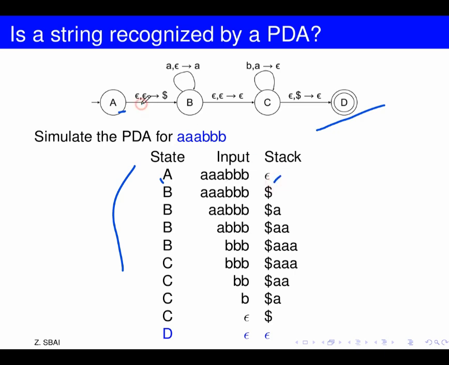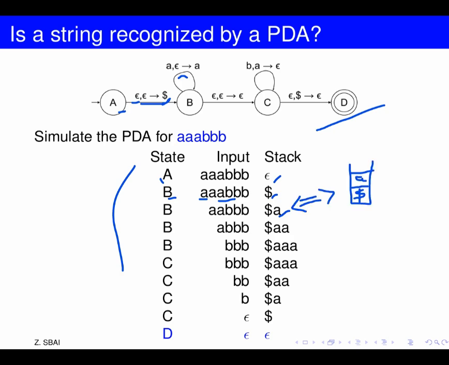For the first transition here from A to B, the state will be B. The input is the same, we will not consume any symbol of the input, but the stack will contain the symbol dollar since it's pushed via this transition. Then from B, since we will read the symbol A here in the input, according to this transition, we will push A. So in the stack, we will find the symbols $A.